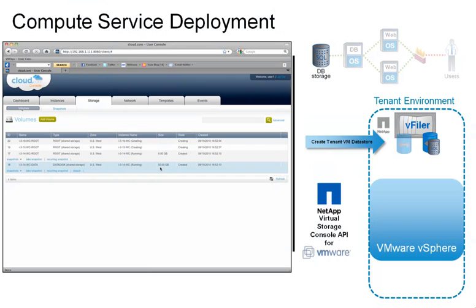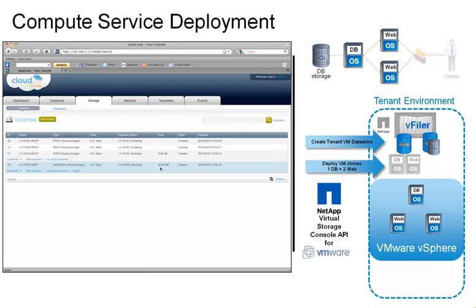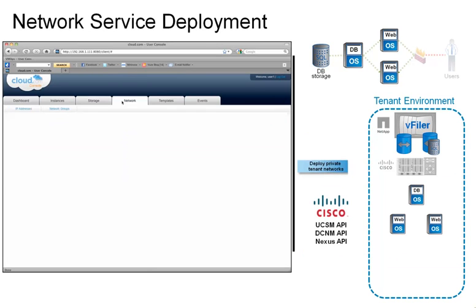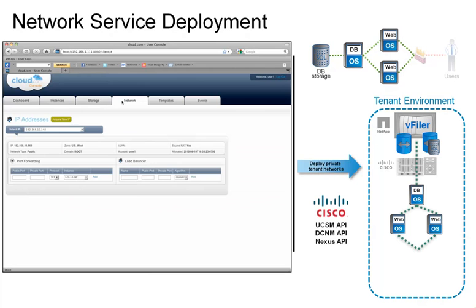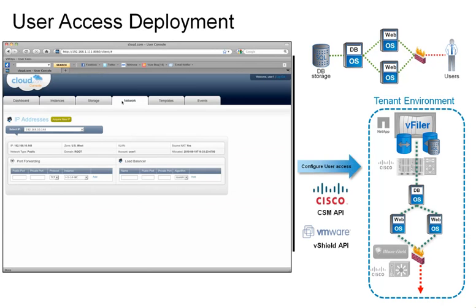Storage for the VMs themselves was created via the NetApp Virtual Storage Console API for VMware vSphere. This allowed the rapid provisioning of VMs through storage-side cloning technology known as NetApp FlexClone. Network configuration was performed via the Cisco UCSM and Nexus APIs. Outbound network access is regulated by Cisco's service modules and VMware vShield.